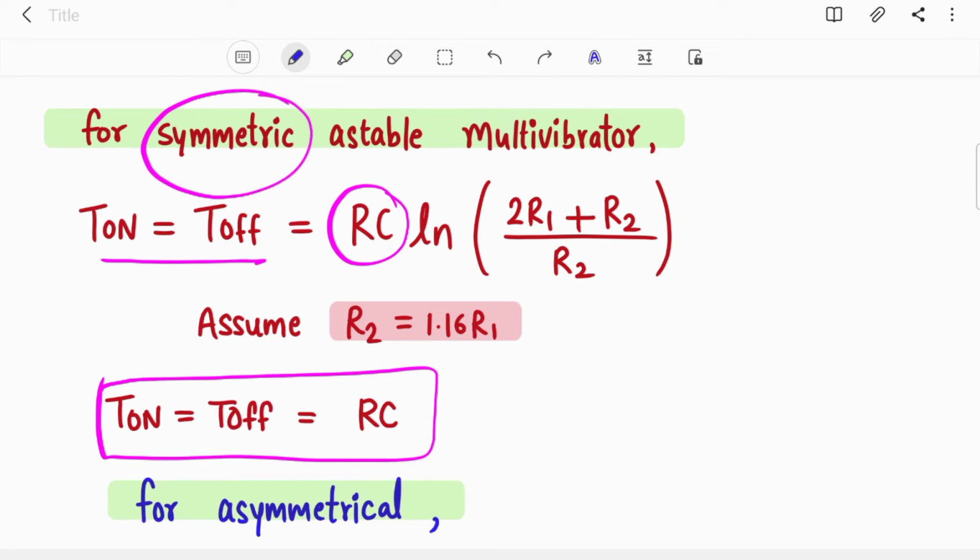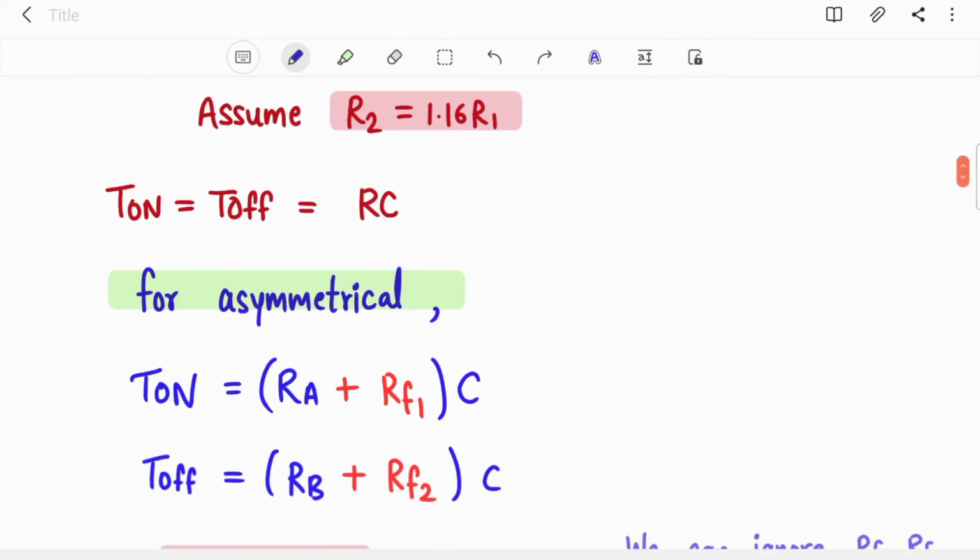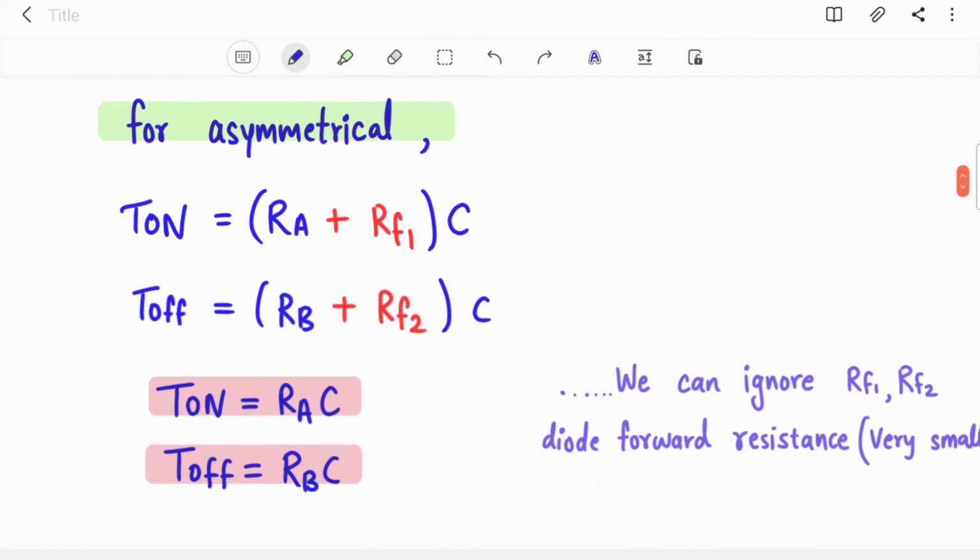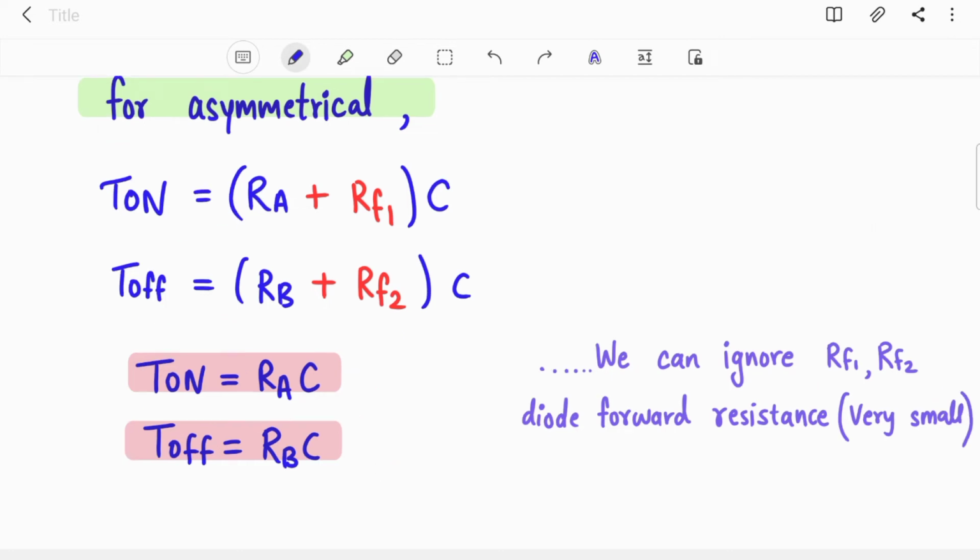Now your feedback loop is replaced. There are two resistors, RA and RB. So for asymmetrical, your T on is this and T off is this. Now you are ignoring RF1 and RF2. So your T on will become RAC and T off will become RBC. Simple. So for asymmetrical design, you will need these two equations. So note down these equations, take a screenshot.